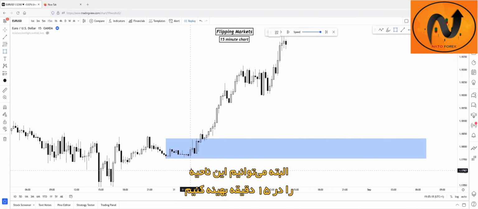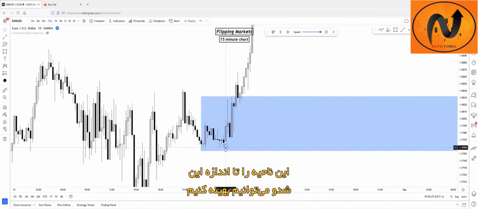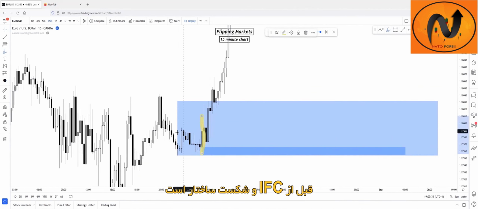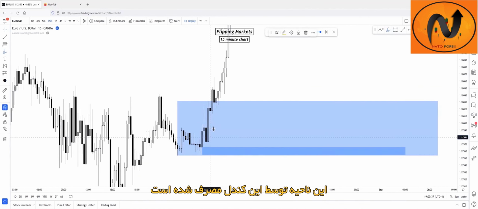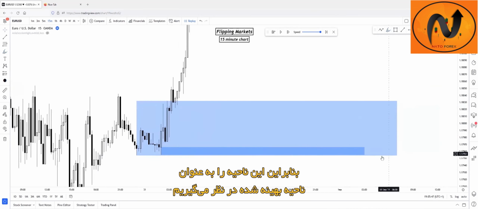We can actually refine this zone on the 50-minute to this one here. Sorry, bear with me. We can refine this zone to this one because this was the last unmitigated demand zone on the 15-minute chart before the inefficient push and the break of structure. All of the zones above this zone are mitigated: this one is mitigated by this candle, and this one is mitigated by this candle. So this is the only unmitigated zone inside of the 4-hour POI. So we will use this zone as our refinement.